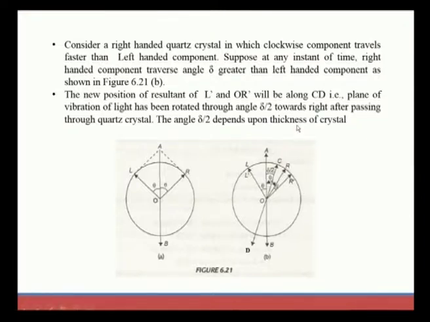So, the plane of vibration of light has been rotated through an angle of delta by 2 towards the right after passing through the quartz crystal. The angle delta by 2 is what we have indicated here. This angle is greater than what we discussed before, because there is an increase in the angle previously discussed, that is delta. So, delta by 2 is what is rotated on the right side.